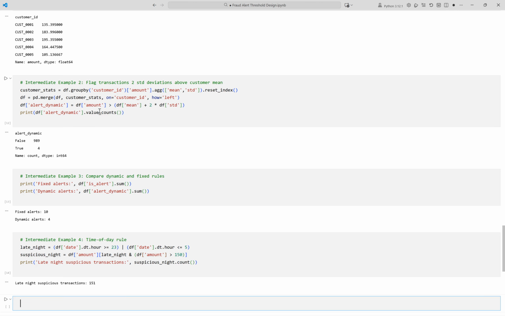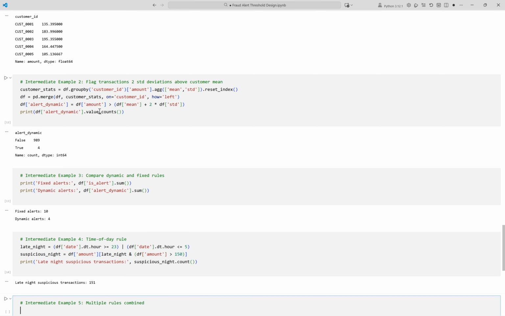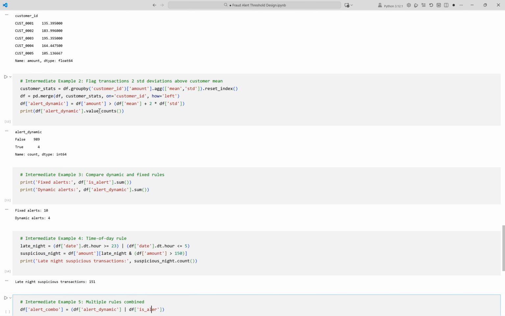We make a complex rule if either dynamic or top 5% is true and transaction is late at night. We count how many transactions this combo rule flags.